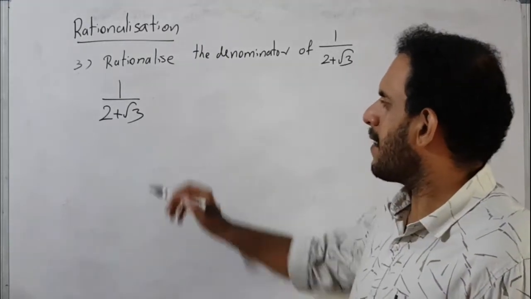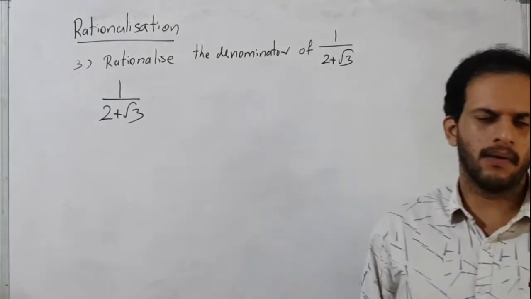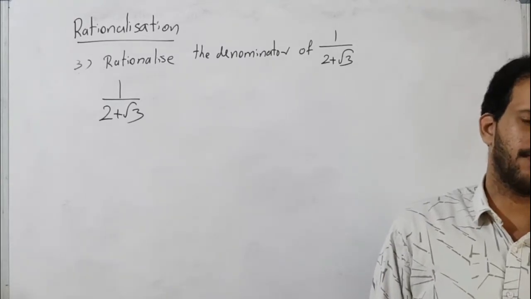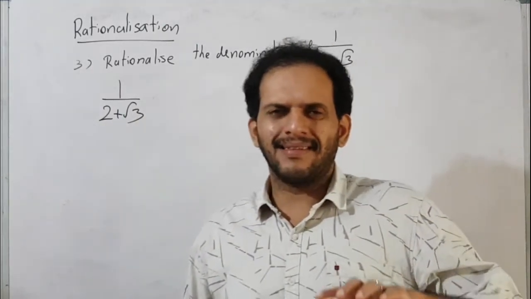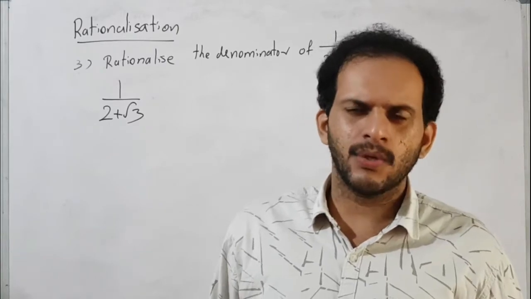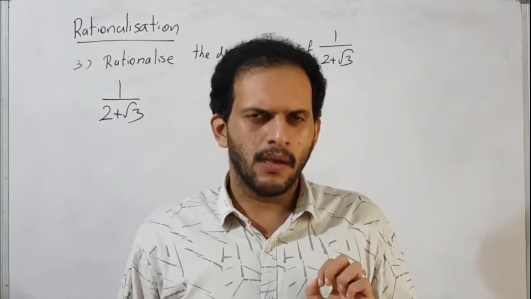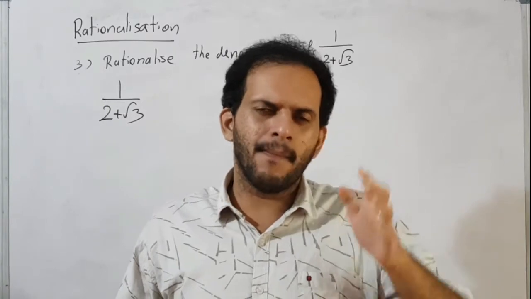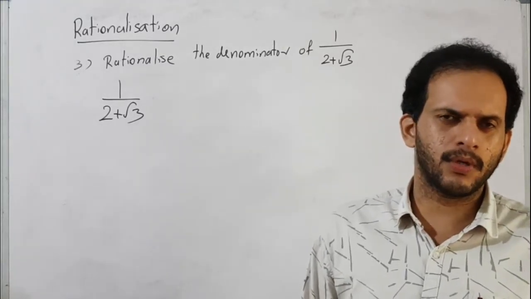So, if it is not a monomial, how do you make the denominator a rational number? Clear? What is our aim? Our aim is to make this binomial into the form of a rational number. Since this fraction's denominator contains a binomial, the idea is to convert the denominator into the form of a plus b into a minus b, or a square minus b square form. Otherwise, it's not possible to make it rational.